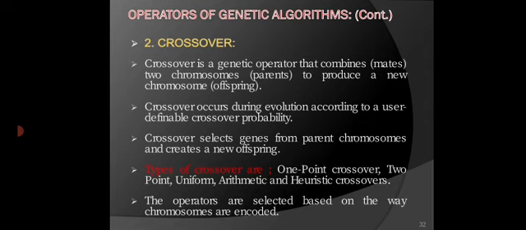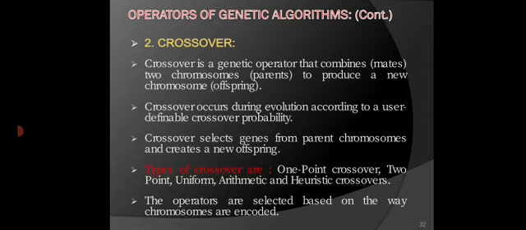Crossover is a genetic operator that combines two chromosomes to produce a new chromosome. In one sentence, crossover is the process of selection of parents to form offspring. Crossover occurs during evolution according to a user-definable crossover probability. Crossover selects genes from parent chromosomes and creates new offspring.